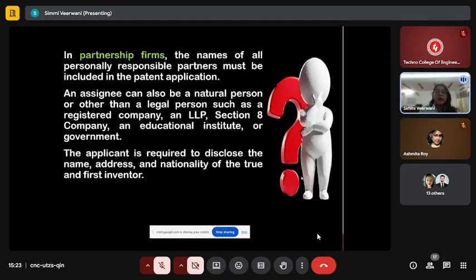The applicant is required to disclose all the name, address, and nationality of the true and the first inventor. Usually, when we are filing for the patent application, Form 1 goes where you have to specify the category of the applicant that you are, whether you are a natural person, educational institution, startup, or small enterprise, where you have to specify your nationality, address, name, and everything that may be true to the nature.